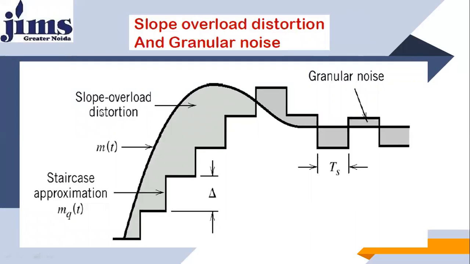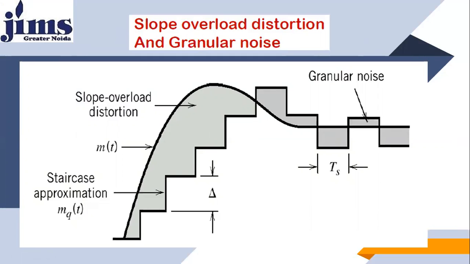Slope overload distortion comes into the picture when the slope of this analog signal is very high, so that your staircase signal does not follow this mt properly. So this mt is far away from mqt. Your staircase signal does not follow mt properly because the gap between mt and mqt is more. This is the case when the slope of the analog signal or the message signal is more. So whatever the 0 and 1 converted, it is in error.